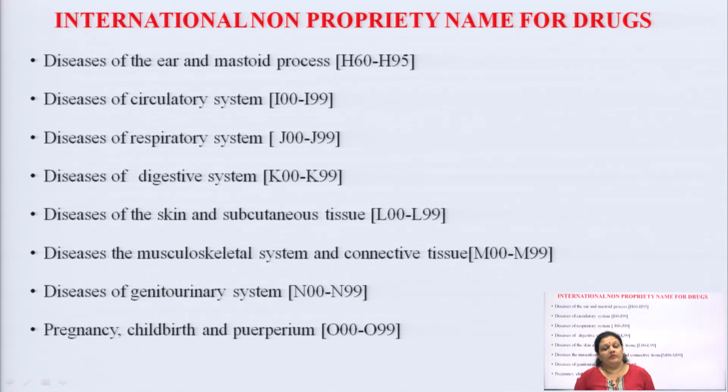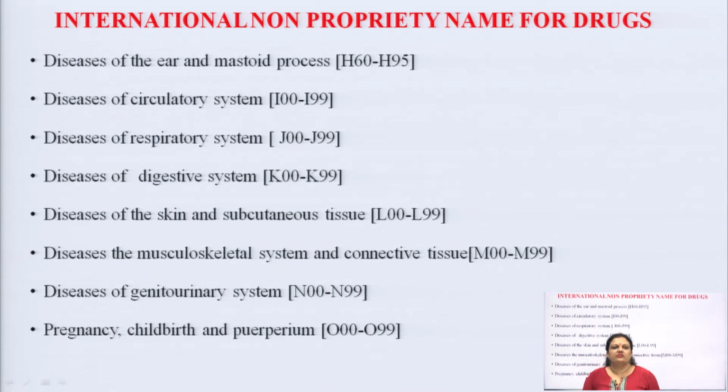I hope you remember about the mastoid process. You already learned this part in the skeletal system. It is just below the ear, we can say the mastoid area, which is related to hearing. Okay. So, the drugs or the diseases which cause deleterious effects to the ear or also affect the mastoid process come in the code of H60 to H95.